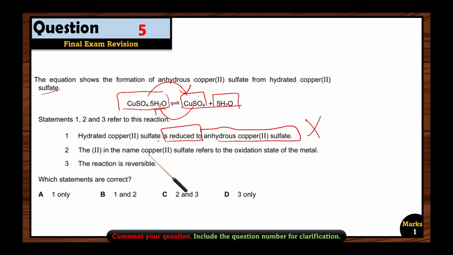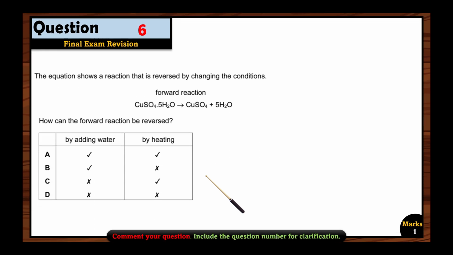The second statement: the 2 in the name copper 2 sulfate refers to the oxidation state of the metal. Yes, that's right, because it is written in front of copper. So it means the oxidation state of copper is 2 plus. So this is the right statement. The reaction is reversible. Yes, right, because we have a reversible symbol. So which statements are correct now? 2 and 3 are the right statements. That is option C.